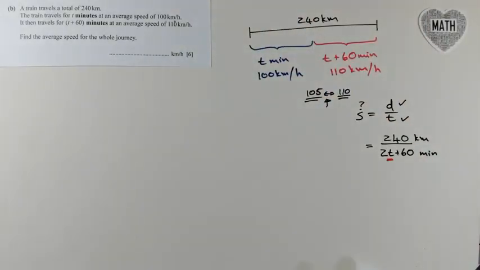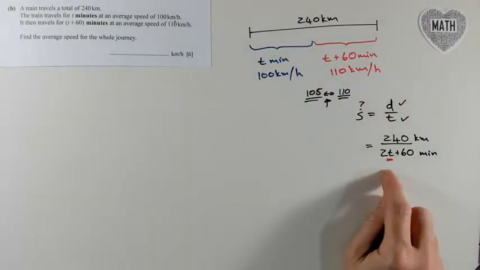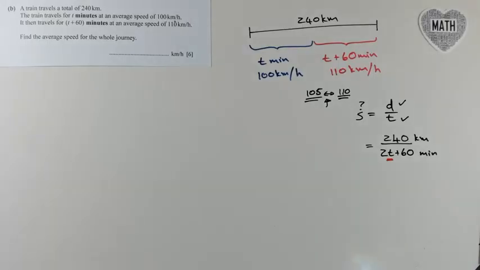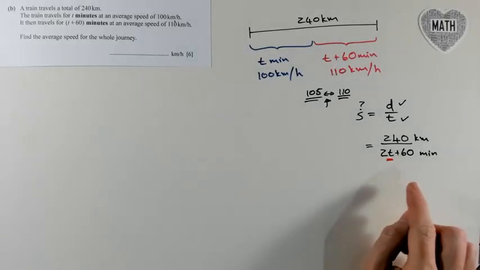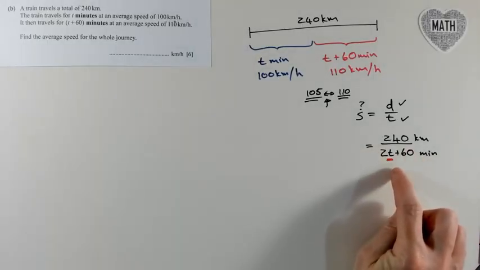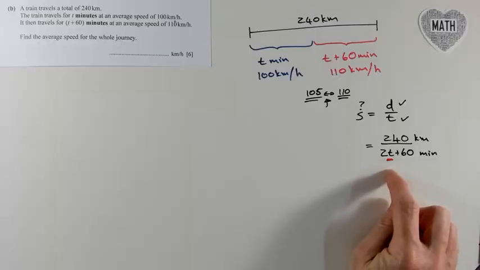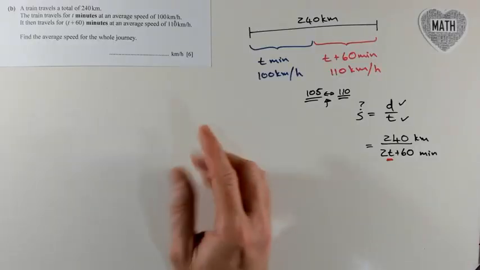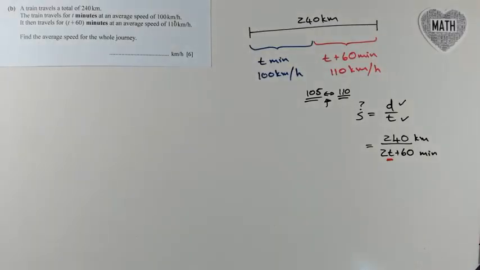Now, the tricky part here, I think, is finding this t value. If you have one equation and you want to solve it, but there's a variable, you need another equation with the same variable in it. So like a simultaneous equation type of thing.